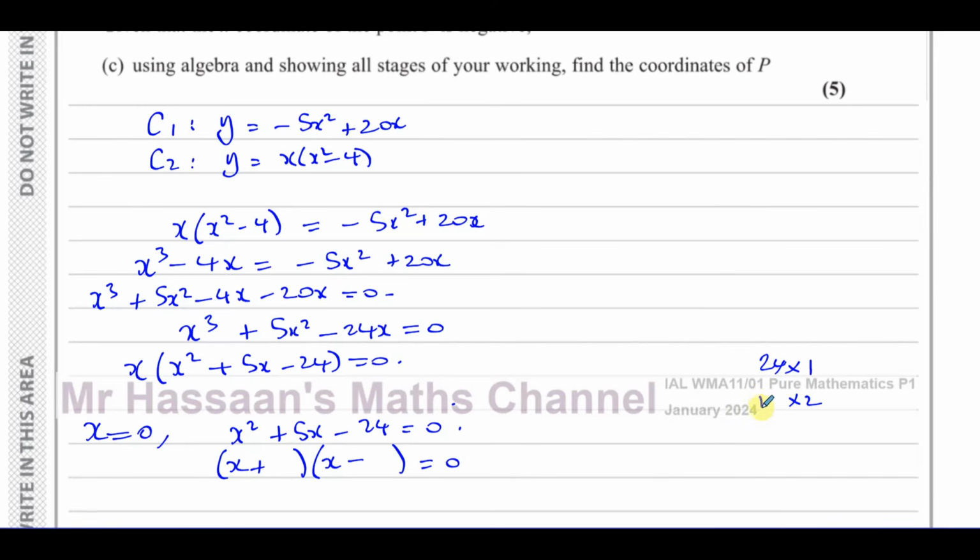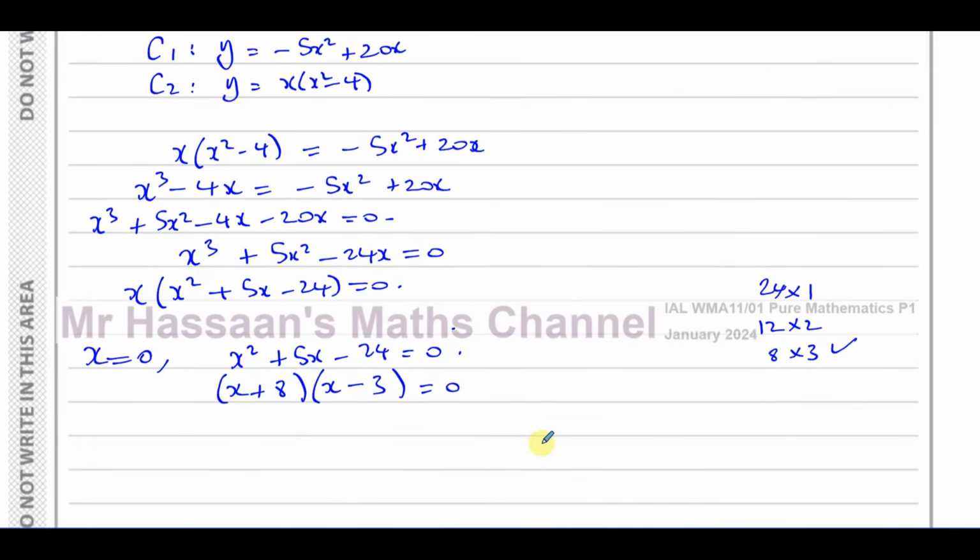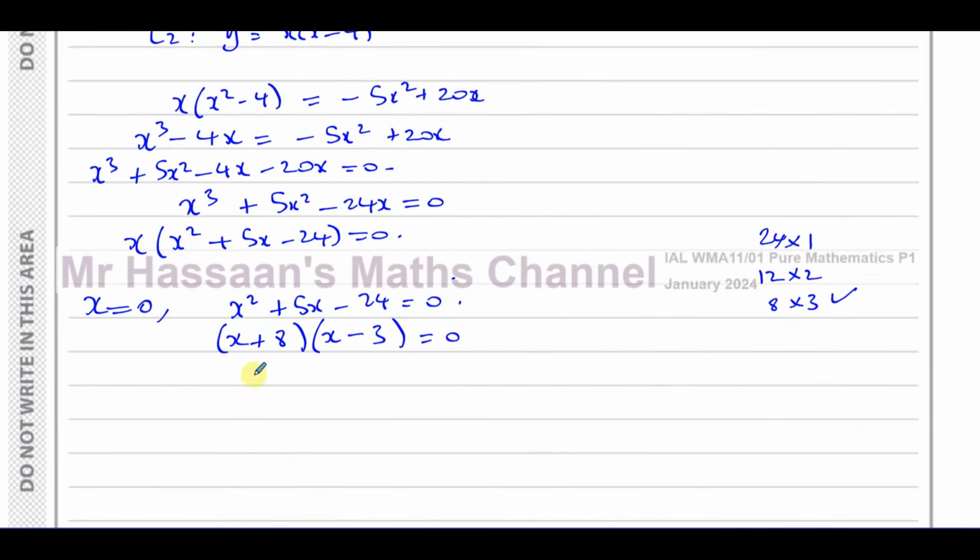So you have 24 times 1, that doesn't work. 12 times 2, that doesn't work. 3 times 8, that works. The difference between them is 5. So we have a positive x, so it's going to be plus 8 and minus 3. So x plus 8 and x minus 3 equals 0. So when you solve this, you have x plus 8 equals 0, or x minus 3 equals 0. So that means x equals negative 8, or x equals 3.